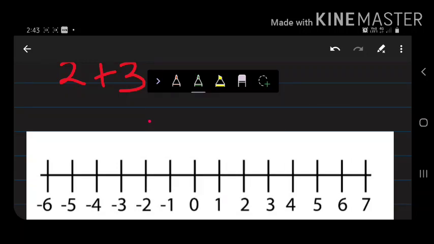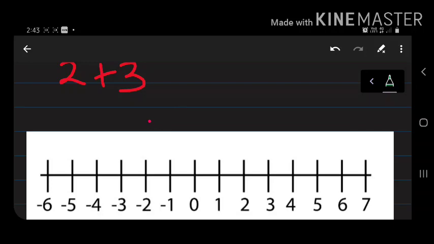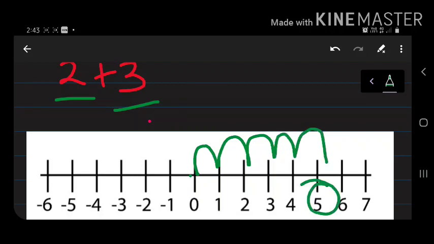The first number here is 2, which is positive. So we will start from 0 and we will move 2 steps to the right side. We are at the positive 2 on the number line. Second number is positive 3. So from 2 we will further move 3 steps to the right side. So we approach positive 5. So the answer to this question is 5.